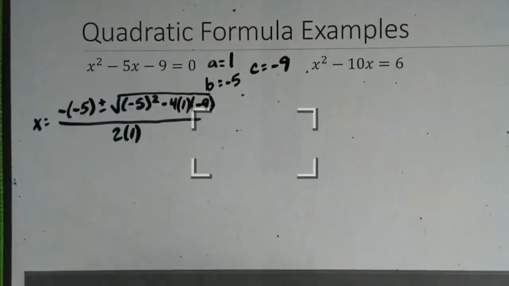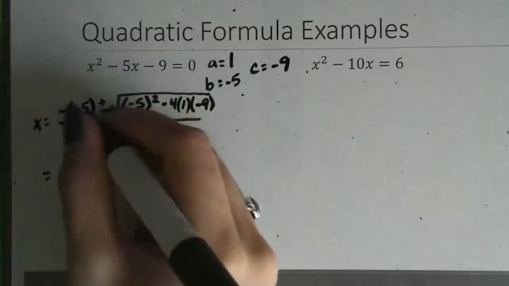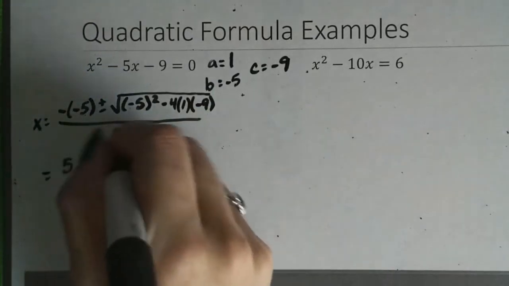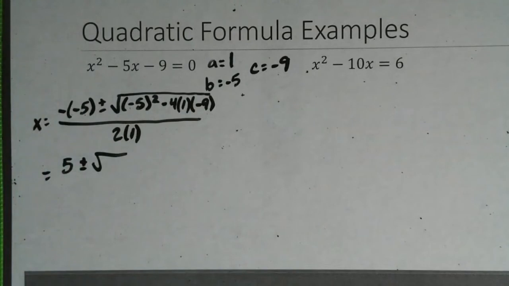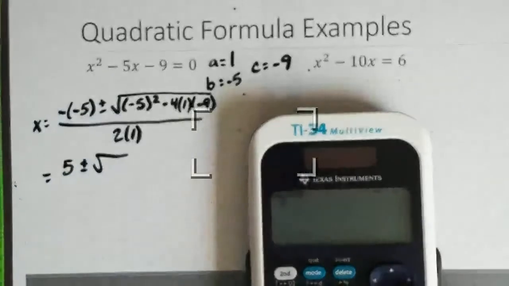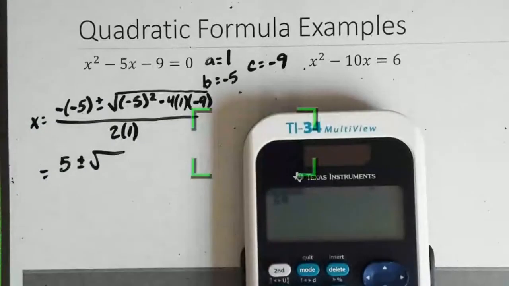So now we're just going to try to simplify that. The -5 turns into a +5. Then we have plus or minus the square root of, I'm going to use my handy-dandy calculator here. I'm not going to use the square root button yet. I just want to figure out what's under that square root.